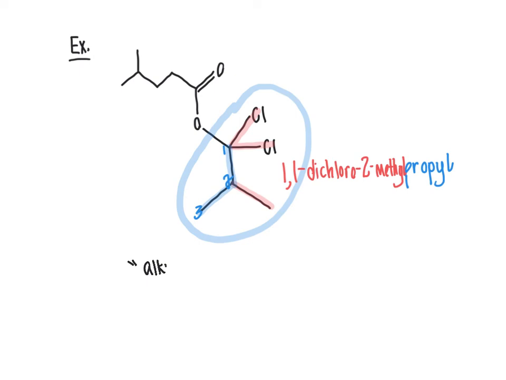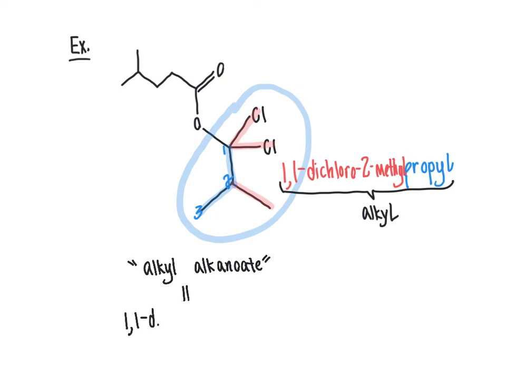So this is going to form the first part of our name, where we're following our template of naming these as so-called alkyl alkanoates as the template for naming ester molecules. So this part of the name is our alkyl part. I will actually go ahead and plug that into the template right here. So our alkyl alkanoate name specifically is going to be 1,1-dichloro, 2-methyl propyl. Boom. And then we leave a space, and then we will write our alkanoate name.